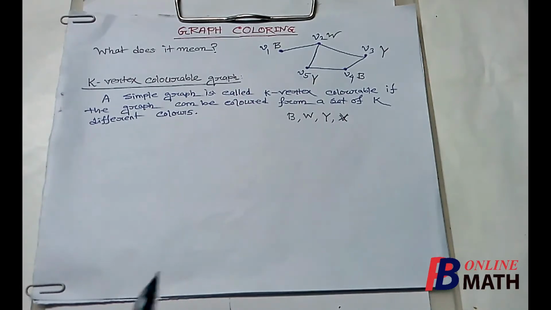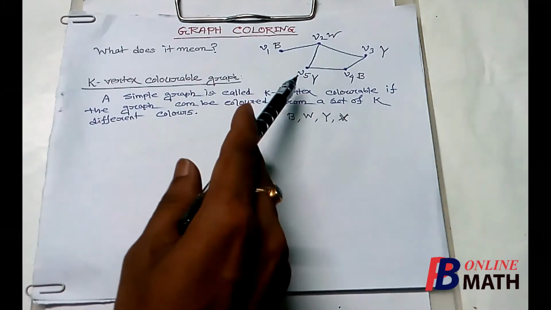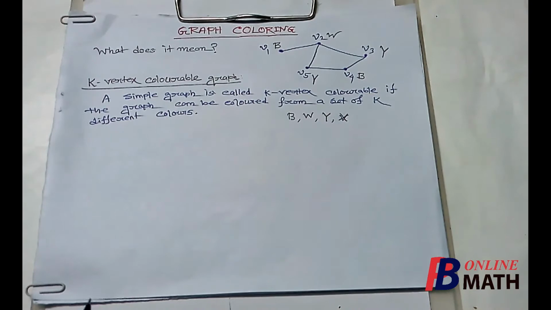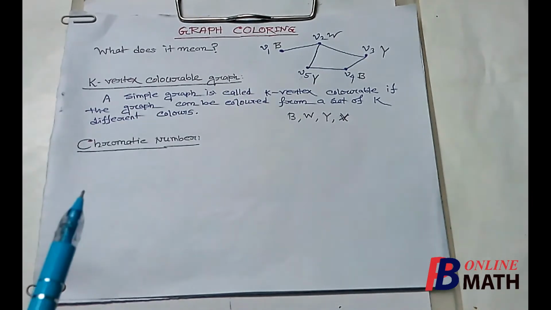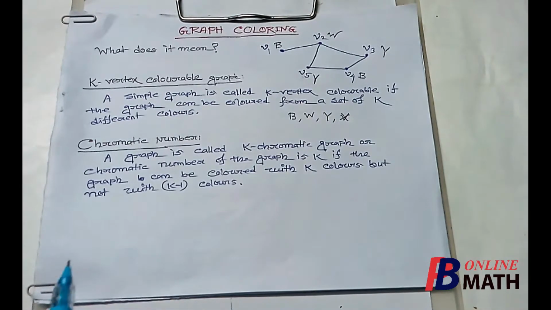Now the important question is, what is the minimum number of different colors required to color this graph? This is a vital question. What is the minimum number of colors required to color a particular graph? That particular number is called the chromatic number of that graph. So we define chromatic number. This is the definition of chromatic number of a graph.